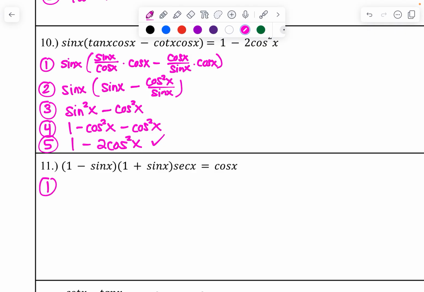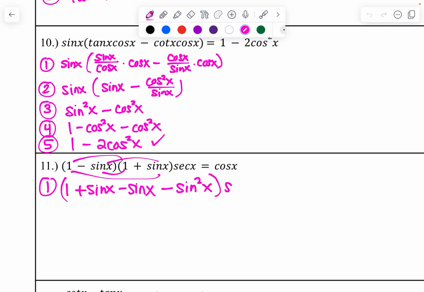All right, on the left-hand side here, let's multiply these binomials. This is difference of squares. So 1 times 1 is 1. Outside would be positive sine of x, inside is negative sine of x, and then negative sine of x times sine of x will be negative sine squared of x. All of that is being multiplied by secant of x, which I'm going to go ahead and write as 1 over cosine of x.